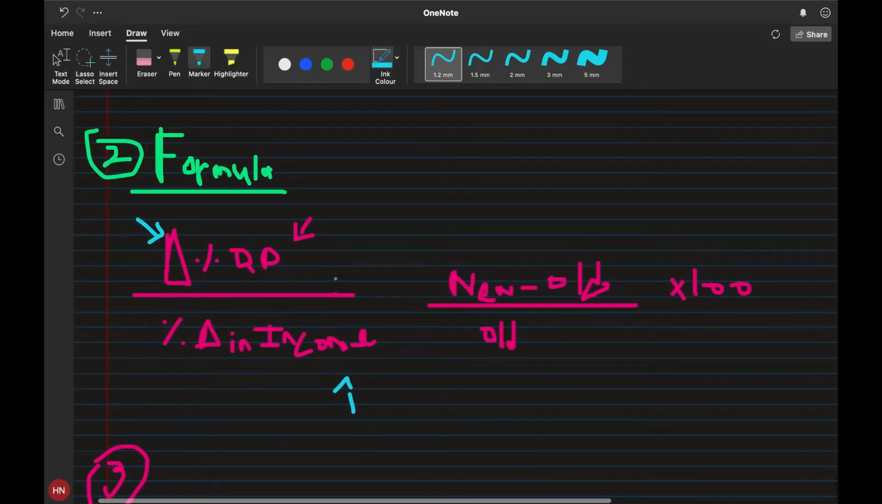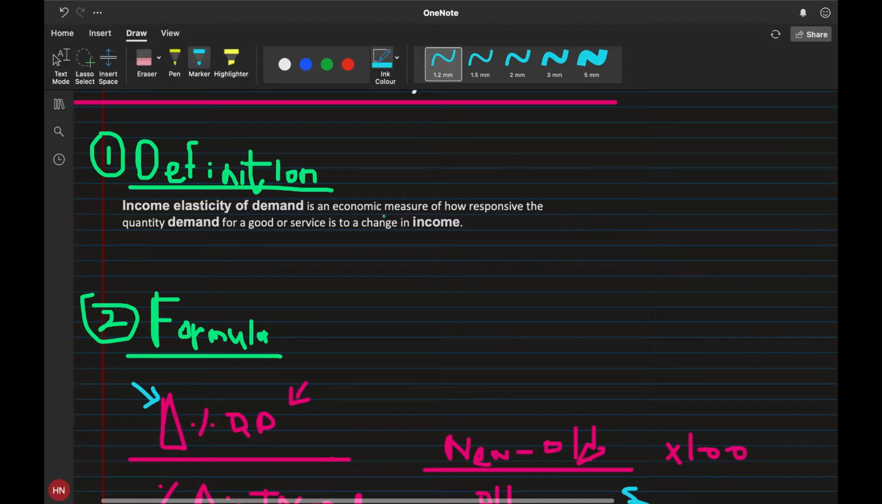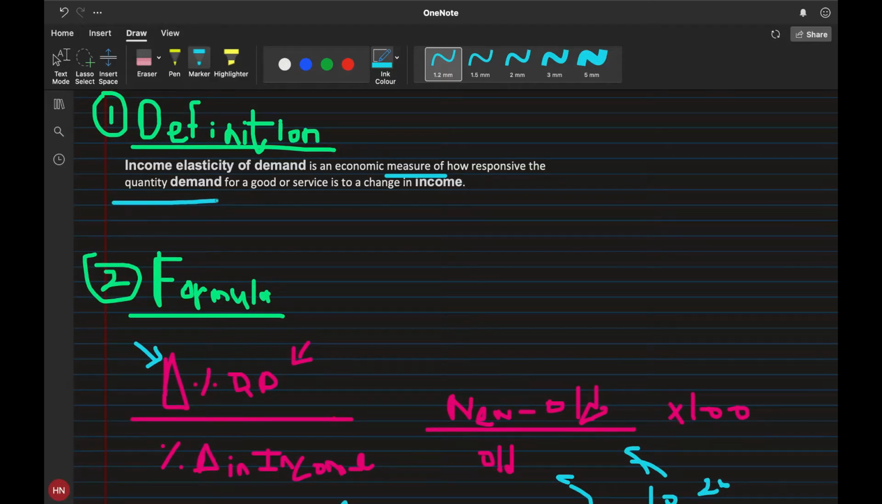And to calculate the percentage change, we can just use the formula new minus old divided by old into 100. So if you want to calculate the percentage change in QD, then new QD minus old QD divided by old QD into 100, and new income minus old income divided by old income into 100, and then we plug in the given values over here. Let's say if the income goes from 100 to 110, then we can use the formula given over here. And let's say QD goes from 10 to 20, again we can use this formula to calculate the percentage change, and then just plug in the values into this formula and measure how responsive the quantity demand for a good or service is to a change in income.